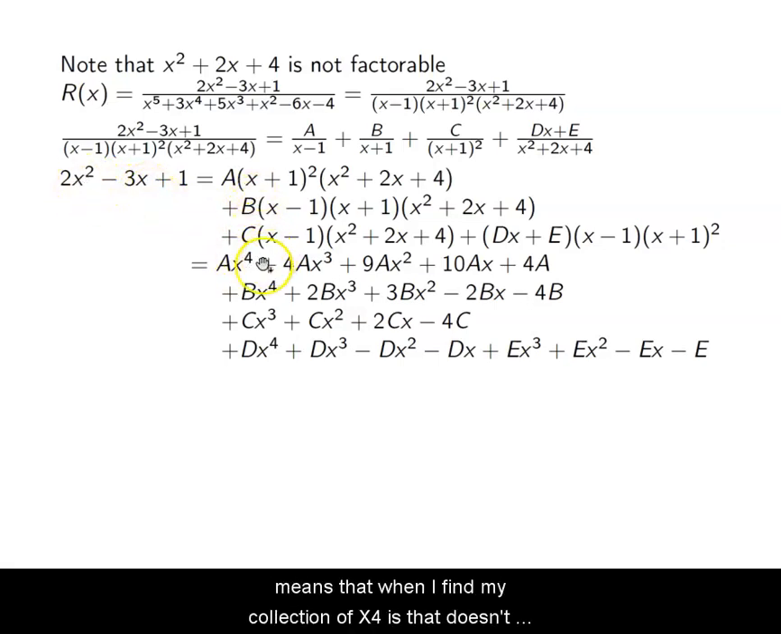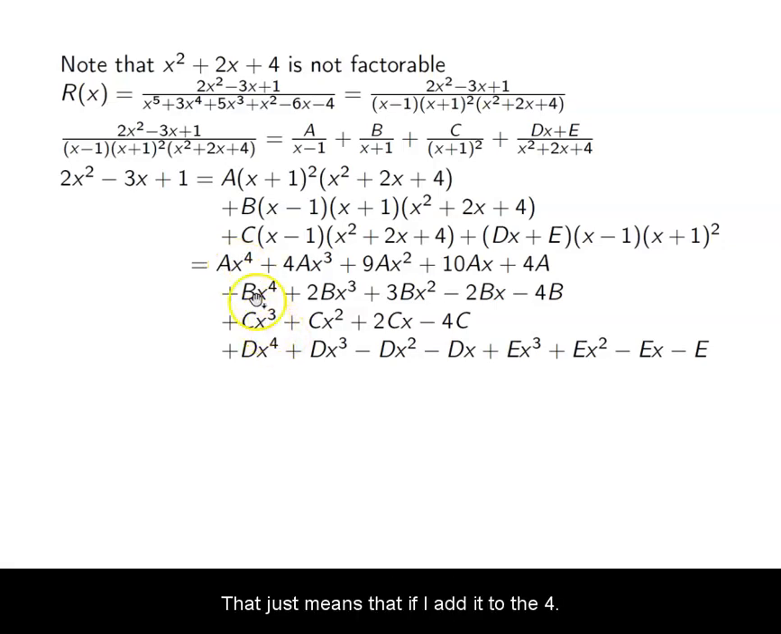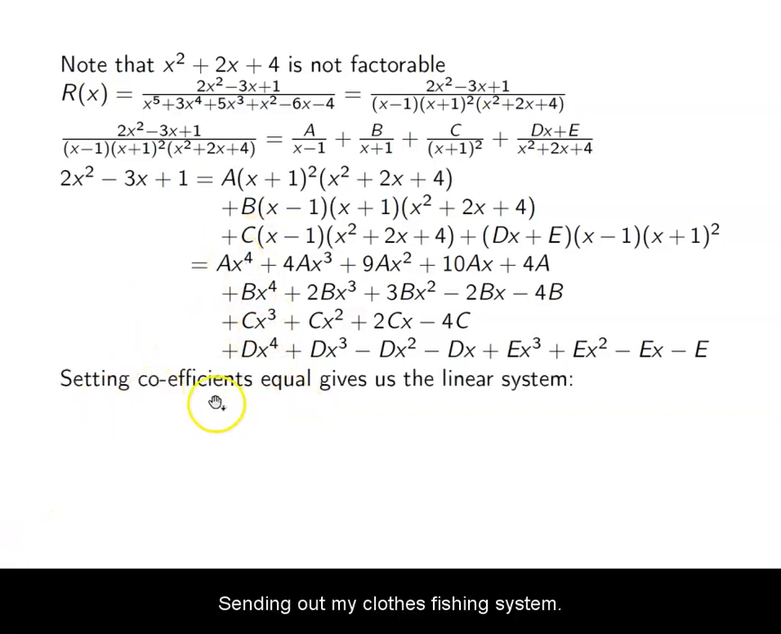So that means that when I find my collection of x⁴s, that doesn't mean there is none of them. That just means that if I add ax⁴ plus bx⁴ plus dx⁴, it equals 0. So basically a plus b plus d has to add up to 0. Okay, so again, setting up my coefficients is going to give me the following.